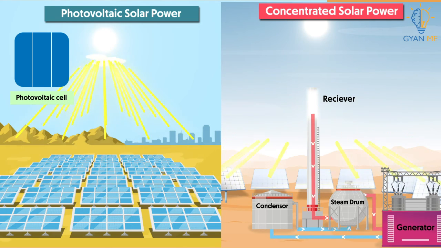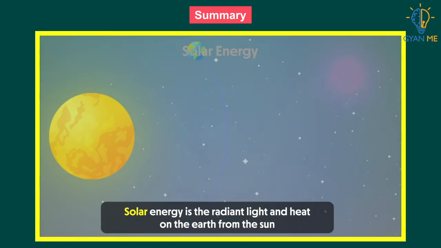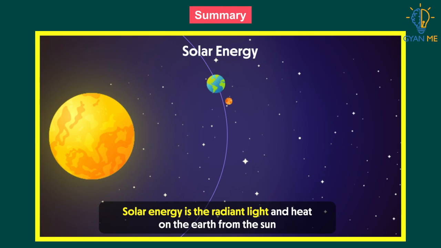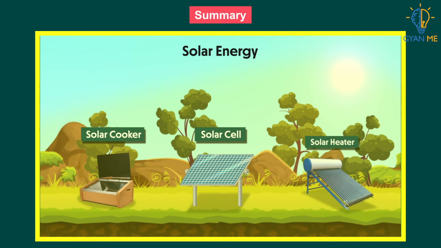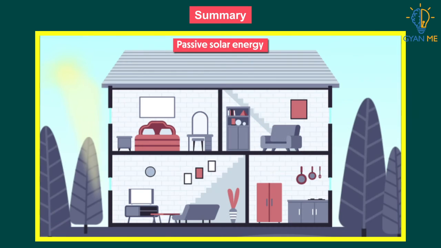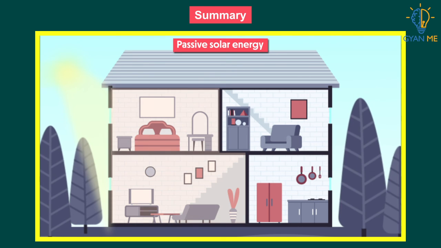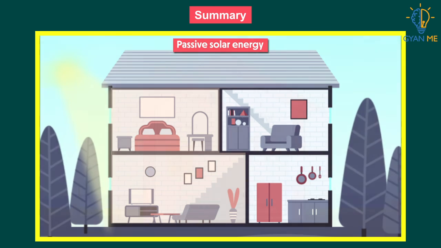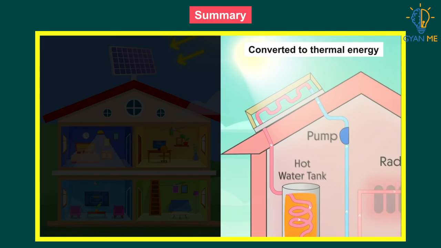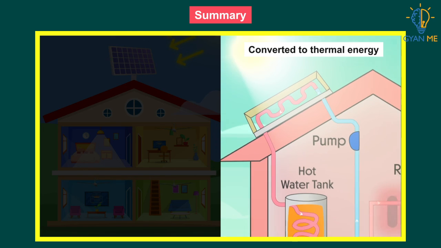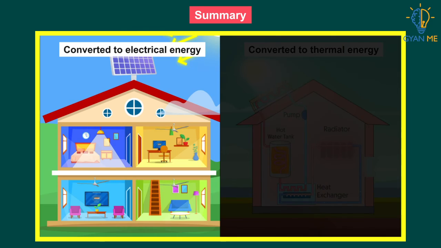So students, in this video we have learnt that solar energy is a never exhausting source of energy. It can be used in various ways for our benefit. If it is used without a device, it is called passive solar energy. And if it is used via some device, it is called active solar energy. After tapping it with some device, it can be converted to either thermal energy or electrical energy.